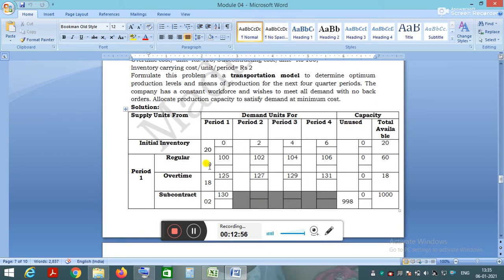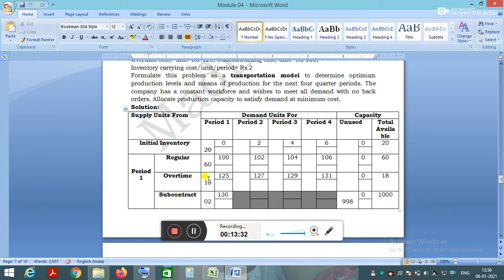Therefore, we try to meet our demands in the regular time, which is 60. Inventory available is 20. The remaining products were 20. 100 minus 20 minus 60, it becomes 20, because we already completed the 80 products. We met the demand. Out of 100 we already met 80. Remaining products to be manufactured in period 1 were 20.